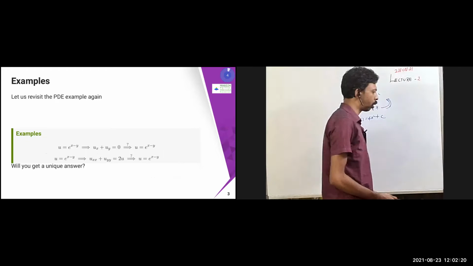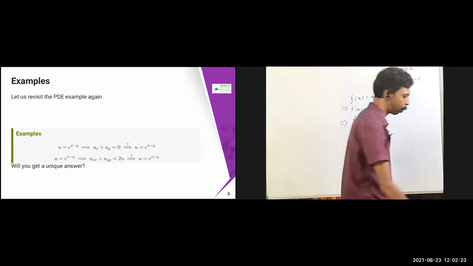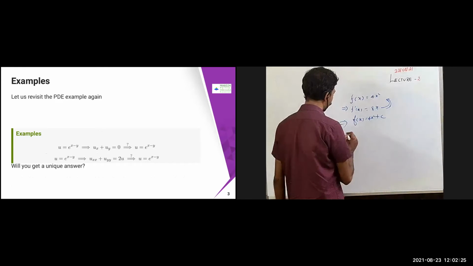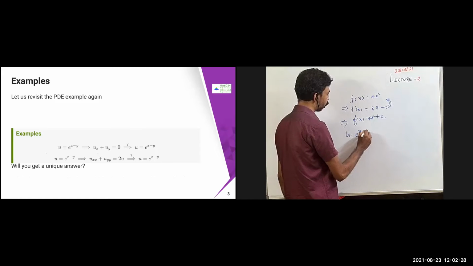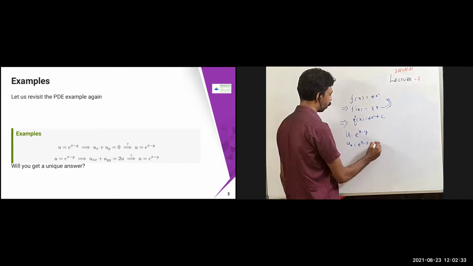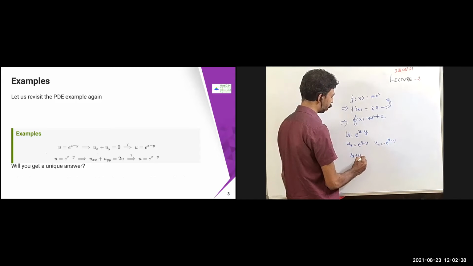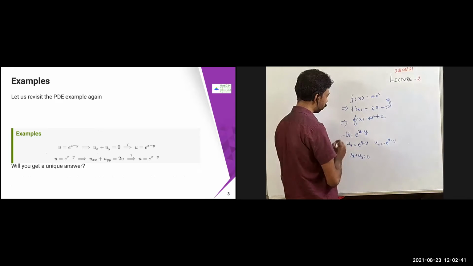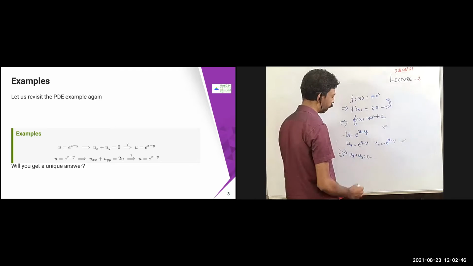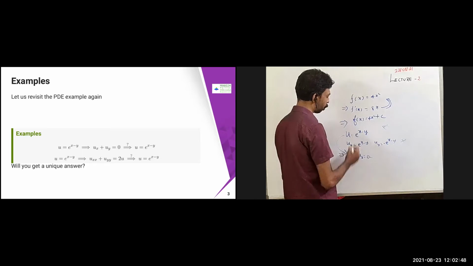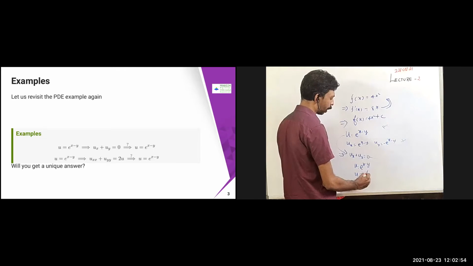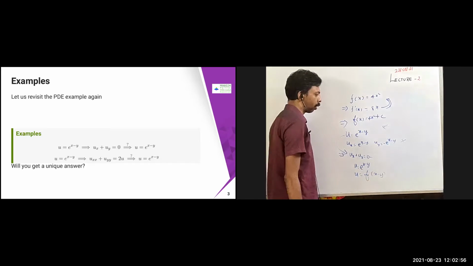In the same way we have discussed the PDE problem also. So u equal to e power x minus y. In that case, ux was e power x minus y and uy was minus e power x minus y. So ux plus uy is going to become 0, but it doesn't mean the converse. This implies this, but this does not imply that. So ux plus uy equal to 0 doesn't mean that u equal to e power x minus y is the only solution. In fact, u equal to f of x minus y itself is a solution, so that you can verify.